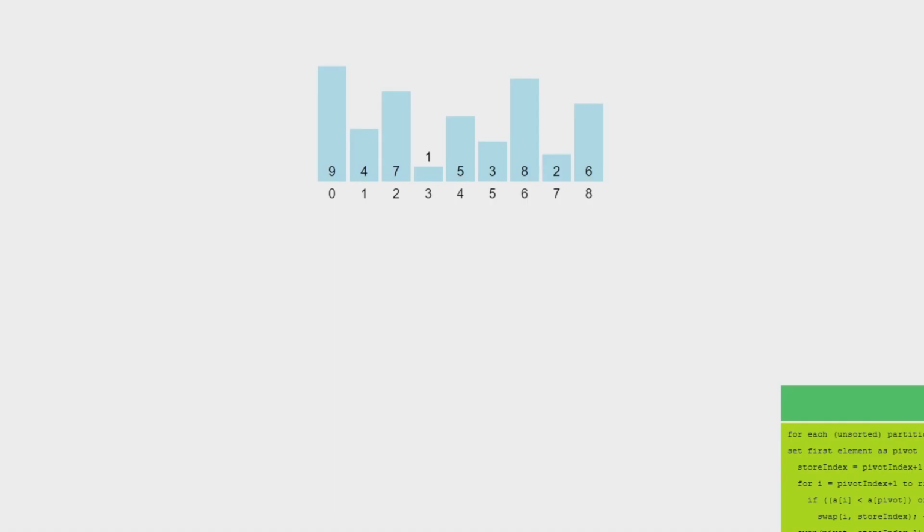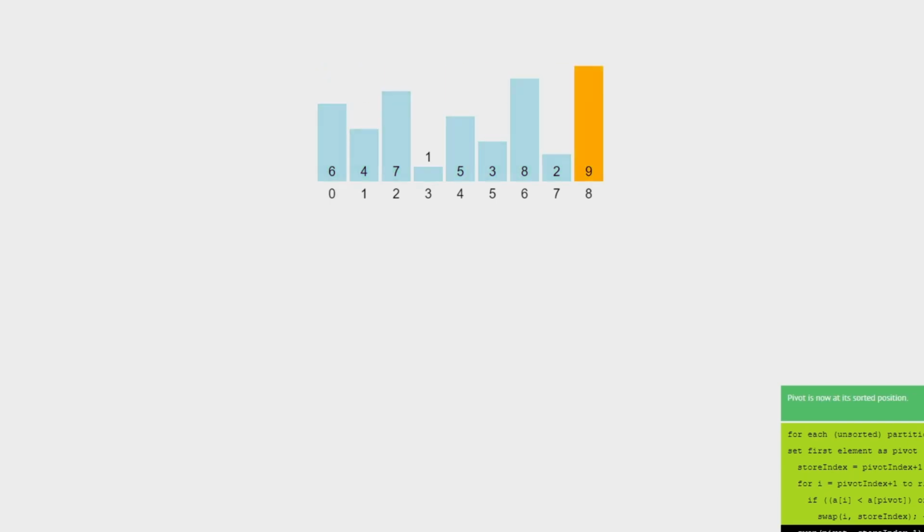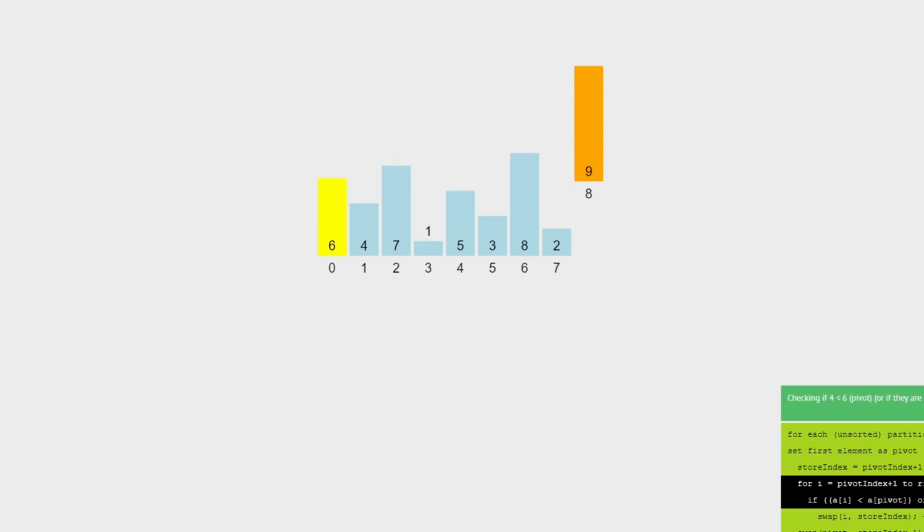So again, let's look at an example of how QuickSort works. We choose the first element as the pivot element, so our pivot is 9. In the first iterations, all elements are smaller than 9. So we can swap it with the last element. So now all elements on the left of the pivot are smaller than the pivot. 9 is now sorted and we choose our next pivot element, which is 6.